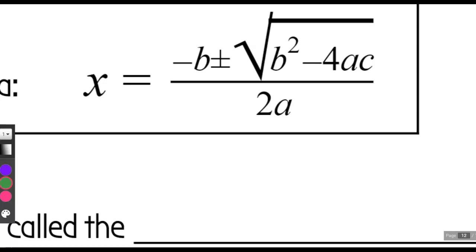Negative b plus or minus the square root of b squared minus 4ac all over 2a. Everybody read it with me. Negative b plus or minus square root of b squared minus 4ac all over 2a. That was pathetic. That was real good.